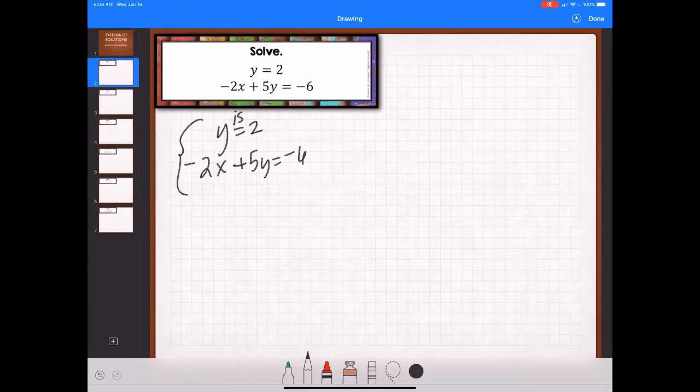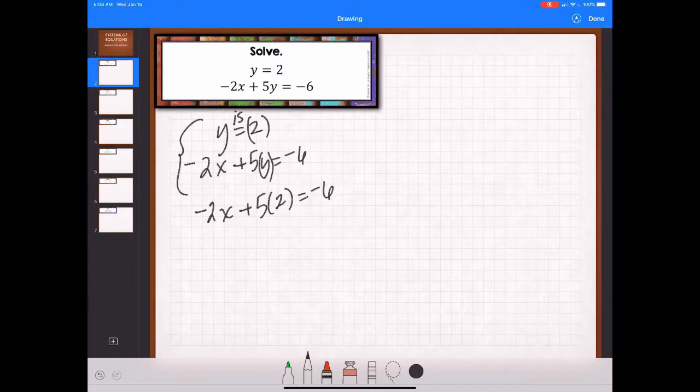So I'm going to put the word "is" over the equal sign so that I know that that is the value of that variable. So here, y is 2. I'm going to substitute, or switch out, into the other equation. So I find the variable, I put parentheses around it, and then now I'm going to rewrite it, but instead of that y, I'm going to put 2.